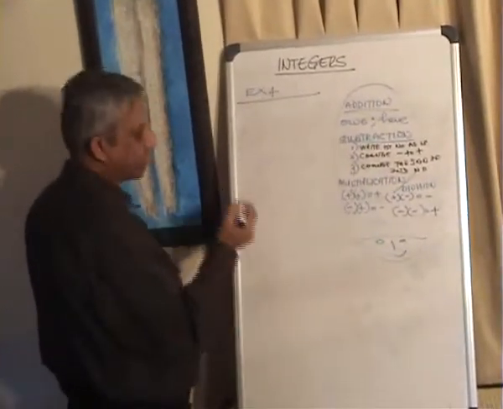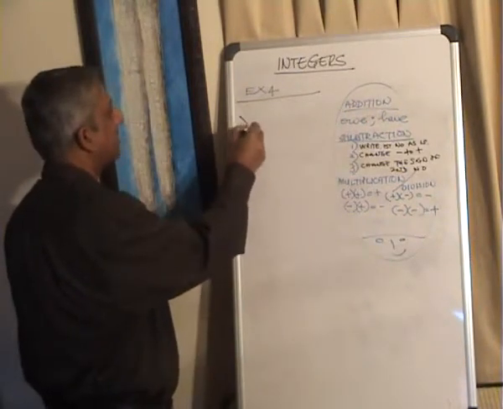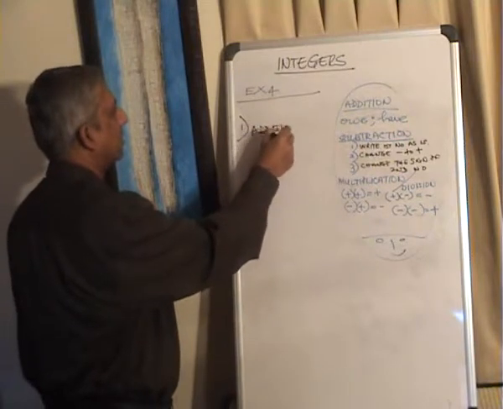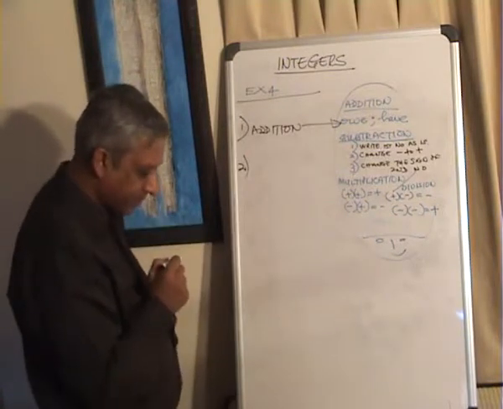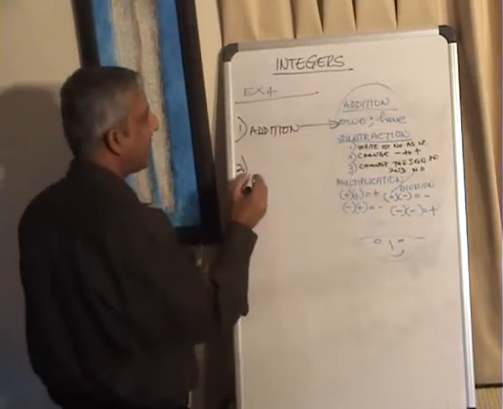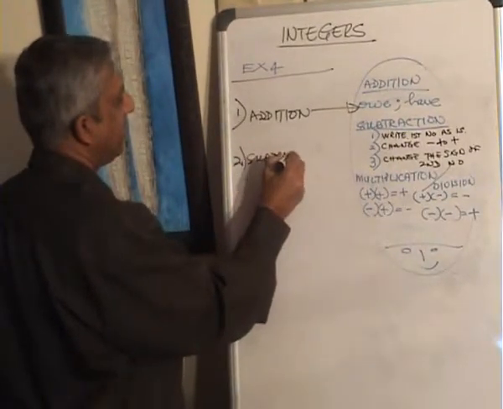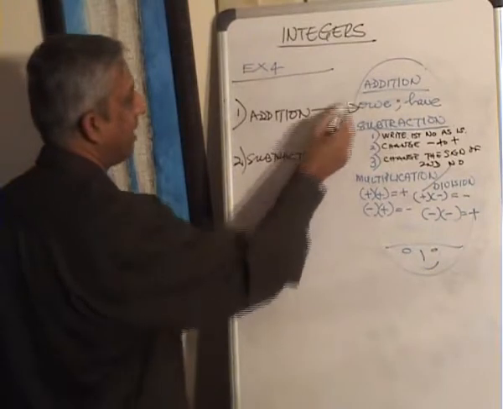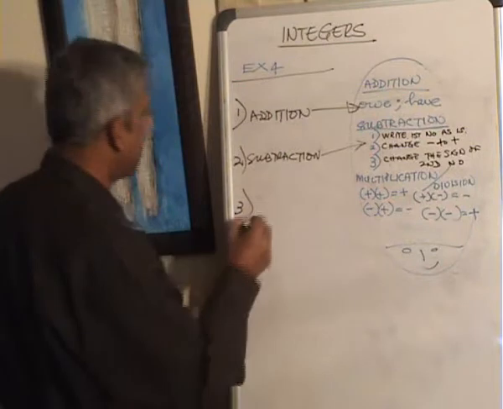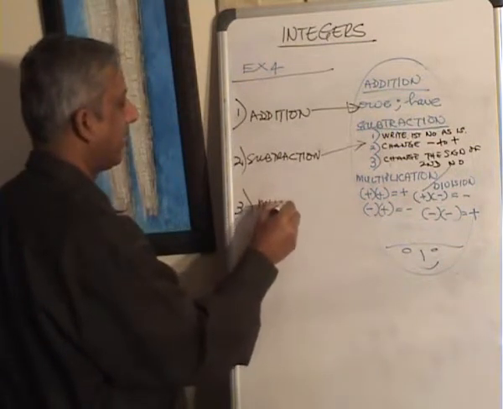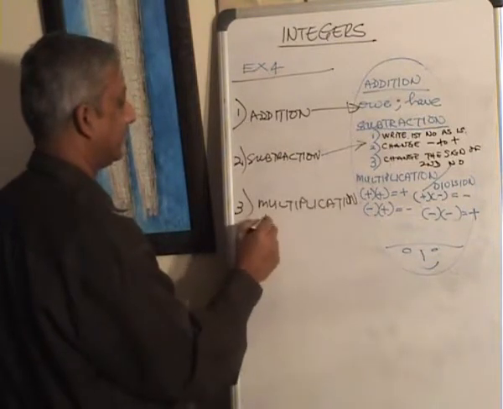Okay, so when you're doing exercise 4, you'll see that the first example, number 1, is an addition example. Therefore, I must use those rules. When you look at number 2, you'll see that it is a subtraction example. Therefore, in your mind now, you'll have to switch. You'll have to start thinking about these rules. Then when you look at number 3, you'll see it's a multiplication example. So it is a mixed exercise.